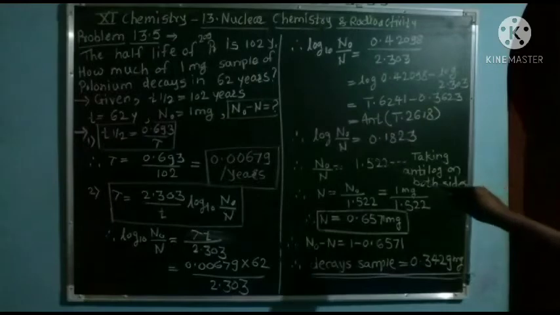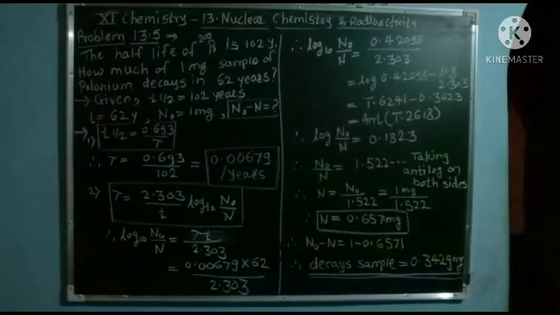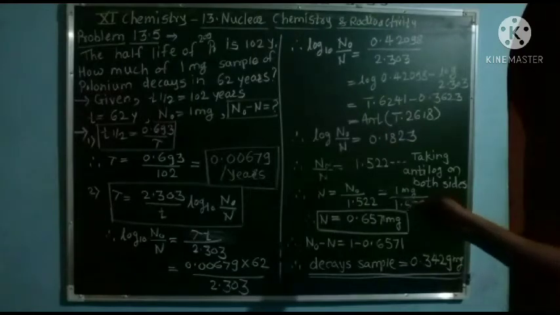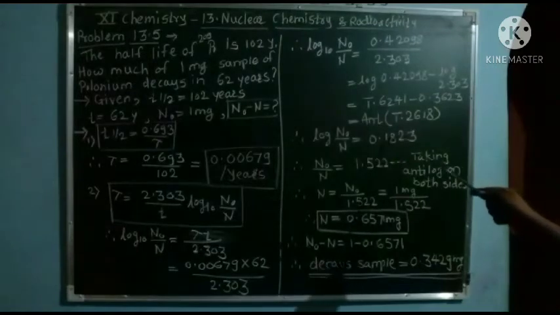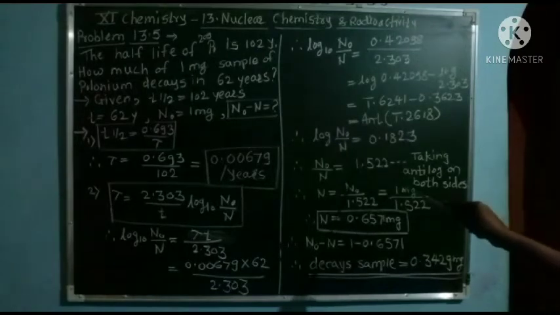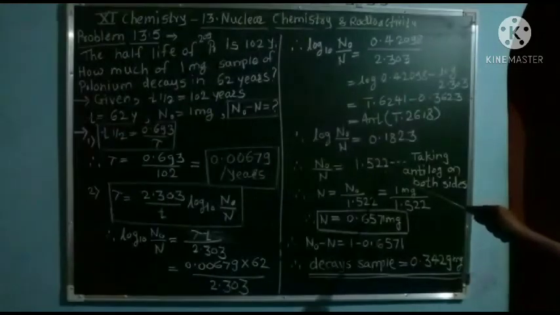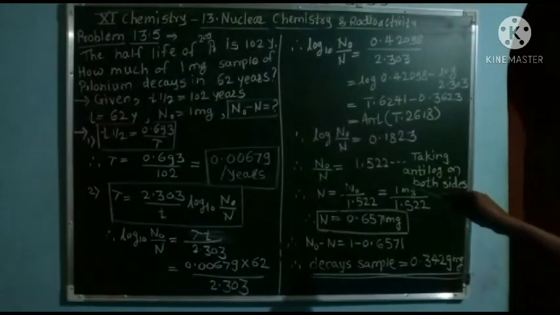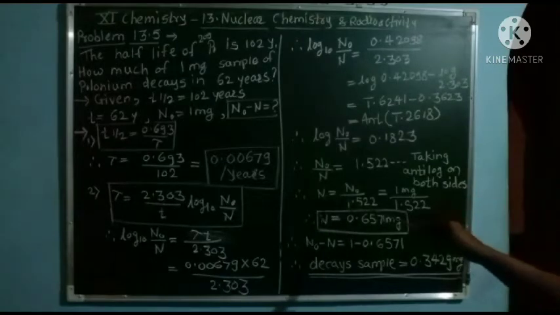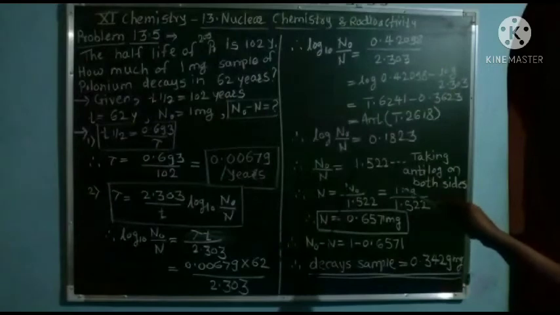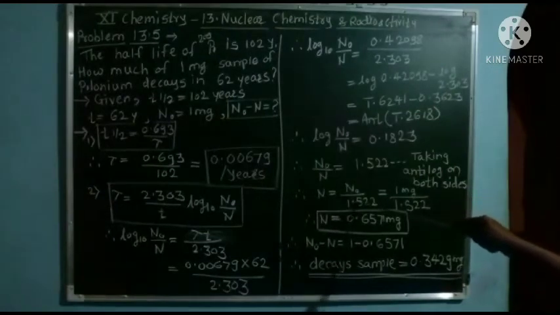Now it is a log term, therefore find the antilog, that is 0.1823. Now we want only the value of n. Means if we find the antilog of both sides, the term will be n0 upon n is equal to antilog of this term, that is antilog of 0.1823. Antilog of 0.1823 is 1522. The characteristic is 0, therefore it will be 1.522.